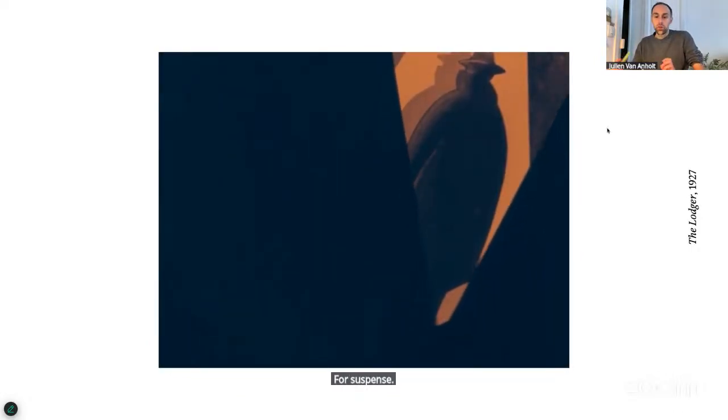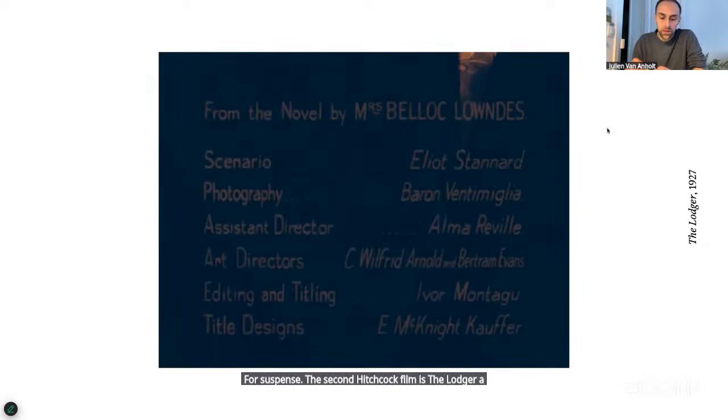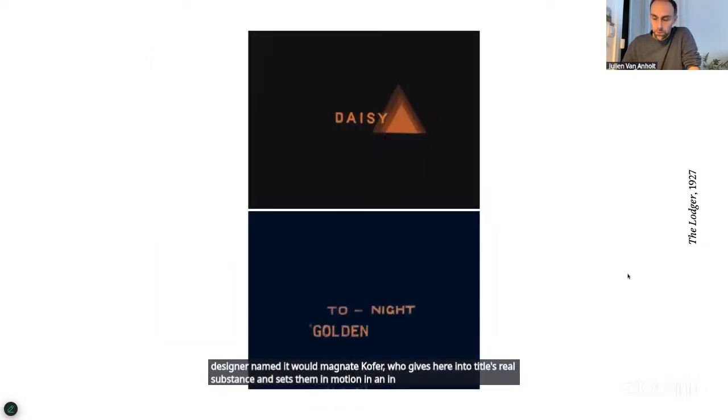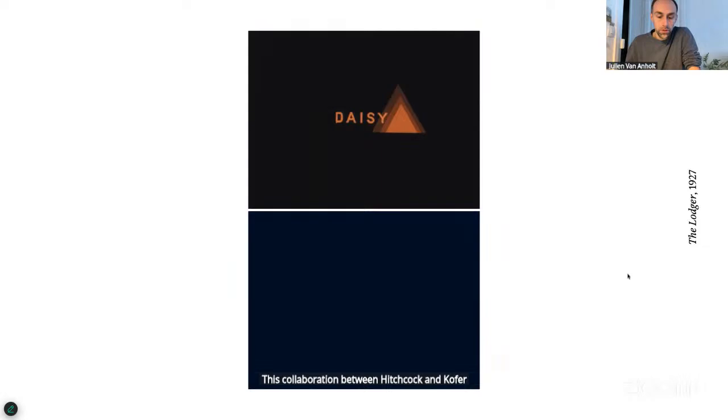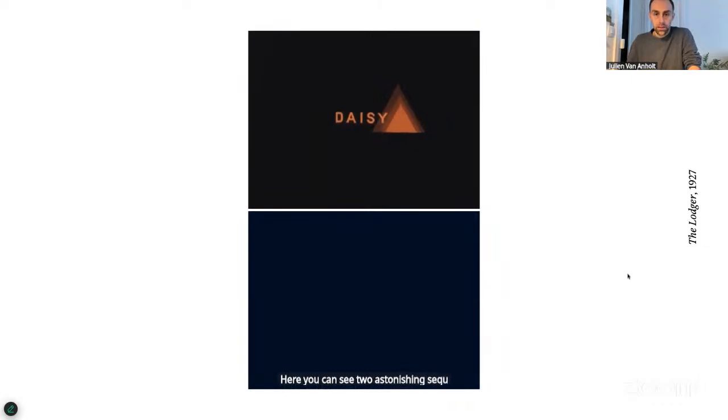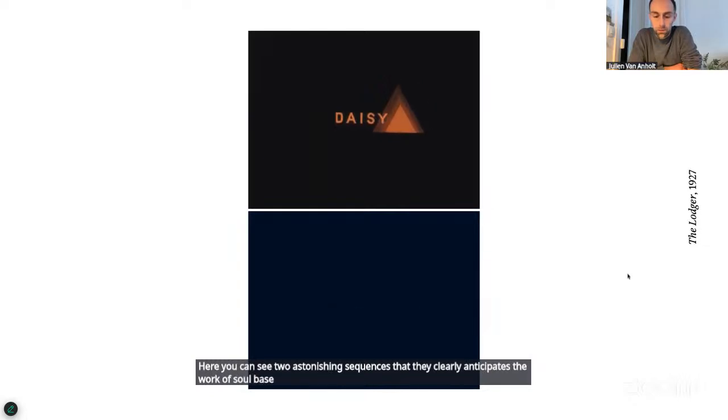The second Hitchcock film is The Lodger, a collaboration with a designer named Edward McKnight Coffer, who gives the intertitles real substance and sets them in motion in a very innovative way. This collaboration between Hitchcock and Coffer heralds the emergence of motion design. Here you can see two astonishing sequences that clearly anticipate the work of Saul Bass and the great artisans of modern credits who emerged 20 years later.